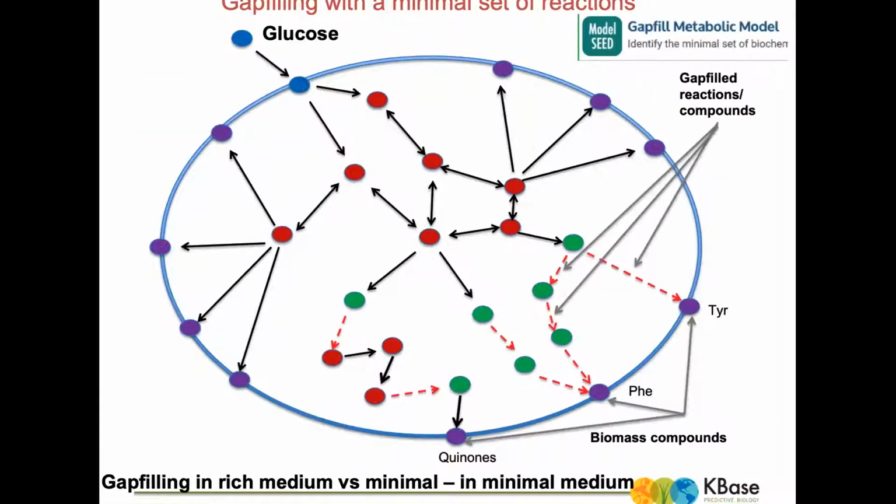Now, this case is different if you try to gap fill in minimal media. Let's take the scenario that you try to gap fill in glucose minimal media. In that case, the sole carbon source is the glucose, so it has to produce all these biomass compounds based on the glucose minimal media. In that case, it will gap fill all these biosynthetic pathways in order to produce these compounds. So if you want to get a model that is fairly more complete, a functional model, and the organism can grow on minimal media, you want to gap fill in minimal media.